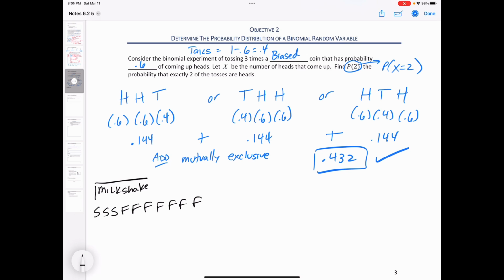And you see with this milkshake problem, it would be much, much harder to figure out how many ways can I get the 3 successes. With the 3 coin toss, it was easy. Milkshake problem, how many ways? And my answer would be, I don't know. All right, and that's what I'm going to show you next.